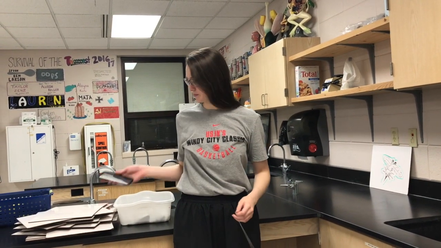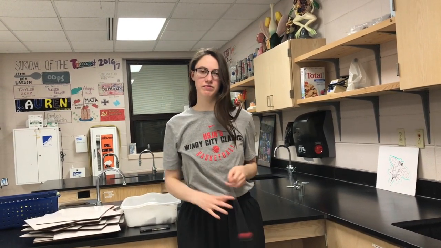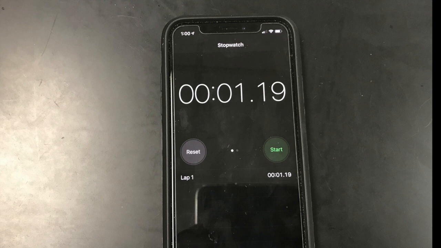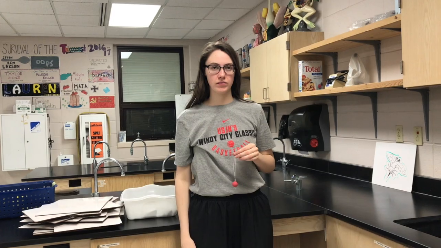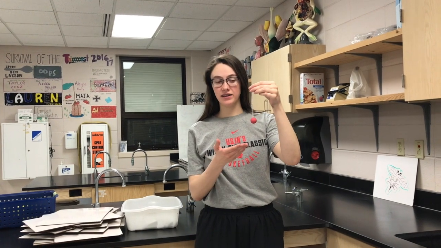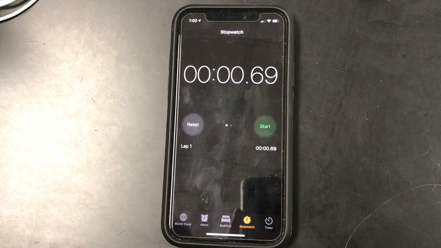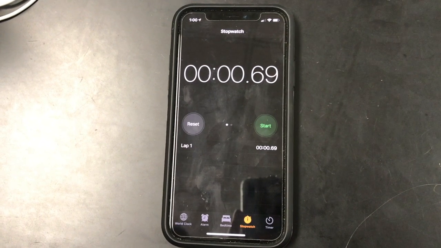Pendulum with a long string. Let's time its period using a stopwatch. Its time was 1.19 seconds. Now let's measure the time of the period for a pendulum with a shorter string but the same mass at the end of the string. Its period was 0.69 seconds.